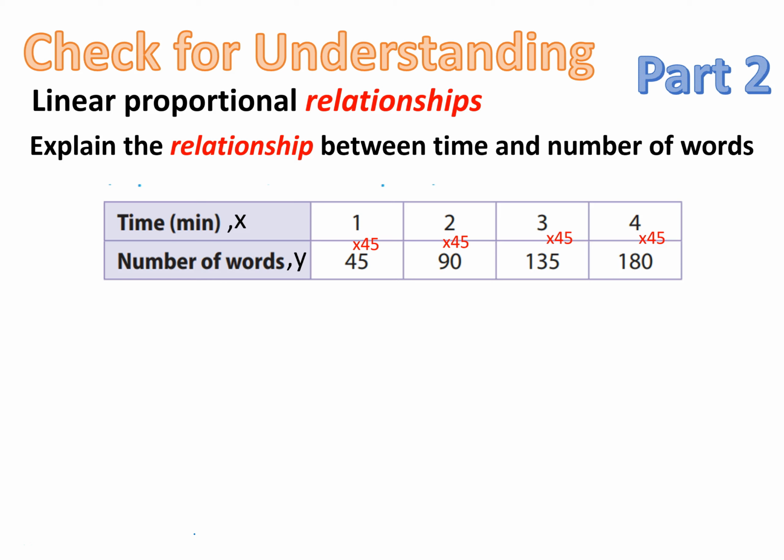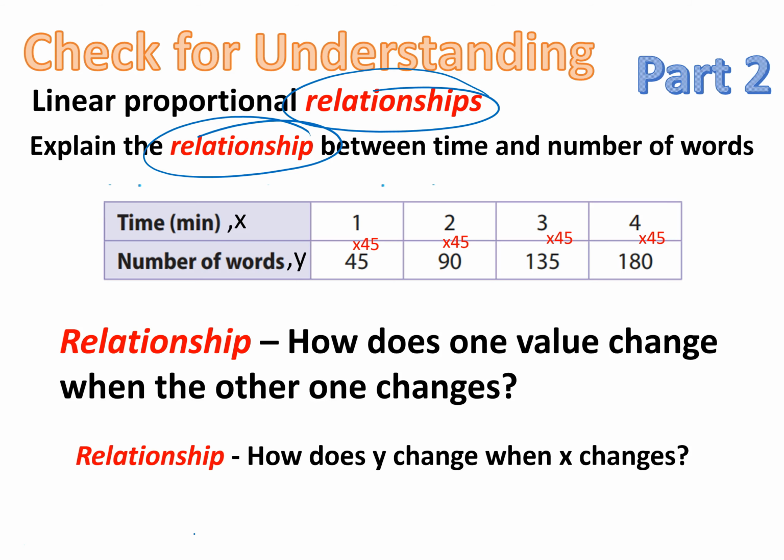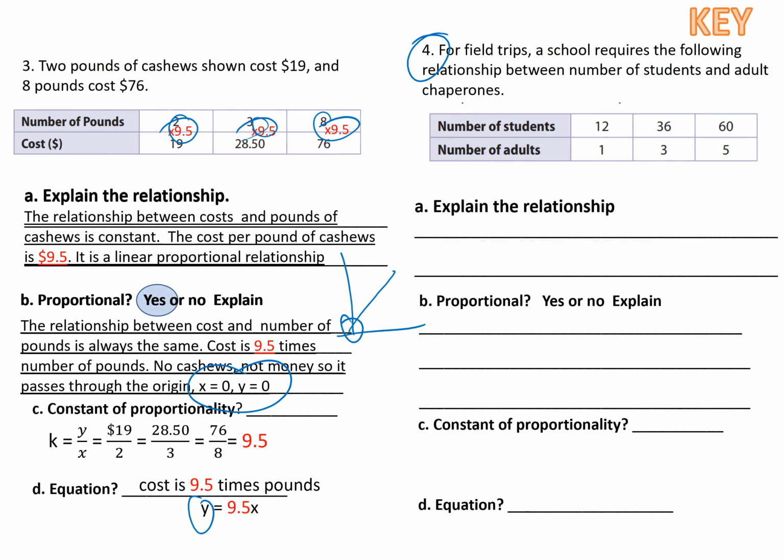Just so you're sure, whenever someone talks about a relationship in math, you'll see it a lot, especially in algebra. Relationship means how does one value change when the other changes? More specifically, how does y change when x changes? That's why you get the equation y equals k times x, because y changes the same amount, k, every time you change x.